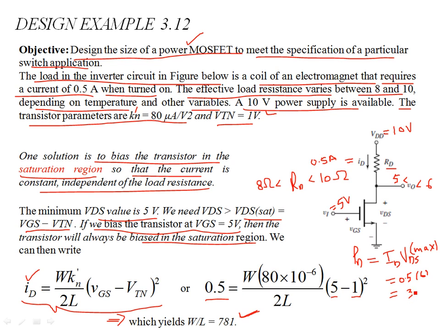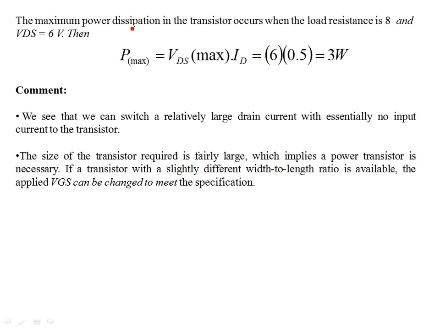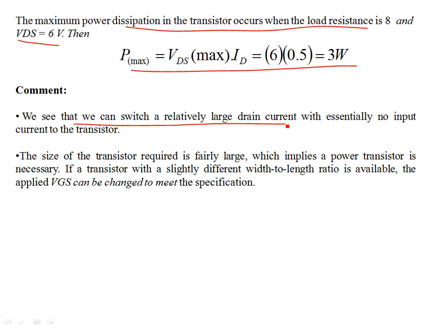So we are talking of a power transistor with large dimensions. The maximum power dissipation in a transistor occurs when the load resistance is 8 and VDS is 6, so Pmax can be evaluated as 3 watts. The comment is that we can switch a relatively large drain current with essentially no input current to the transistor.